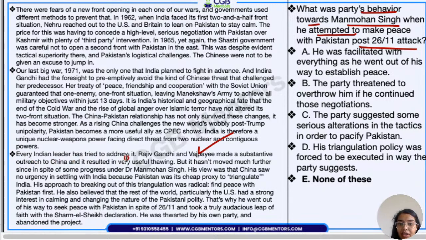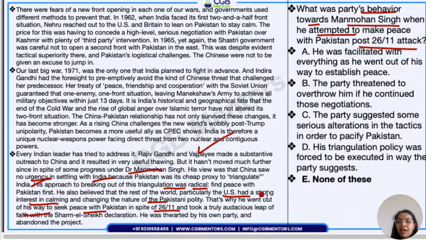Every Indian leader has tried to address it. Rajiv Gandhi and Vajpayee made a substantive outreach to China and resulted in useful thawing. But it hasn't moved much further. In spite of some progress under Dr. Manmohan Singh, what happened? His view was that China saw no urgency in settling with India. His approach to breaking out of this triangulation was radical. Find peace with Pakistan first. He also believed that the rest of the world, particularly the US, had a strong interest in calming and changing the nature of Pakistani polity. That's why he went out of his way to seek peace with Pakistan in spite of 26/11.